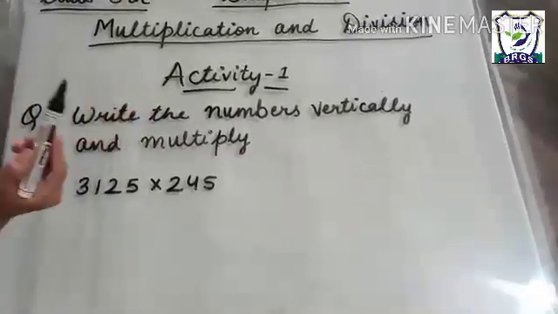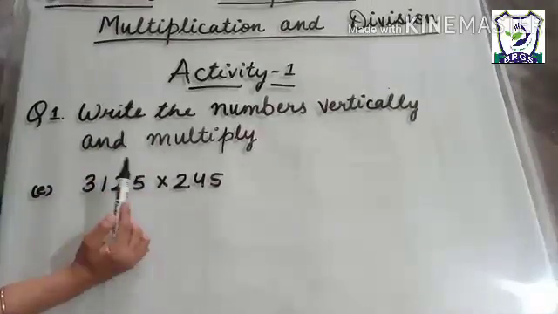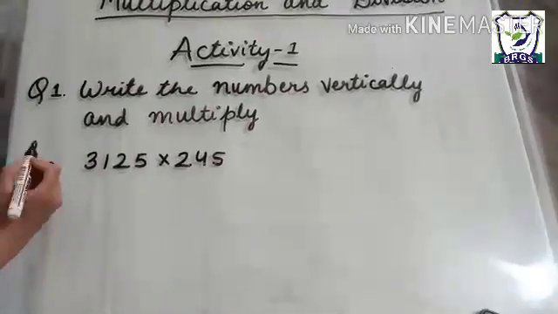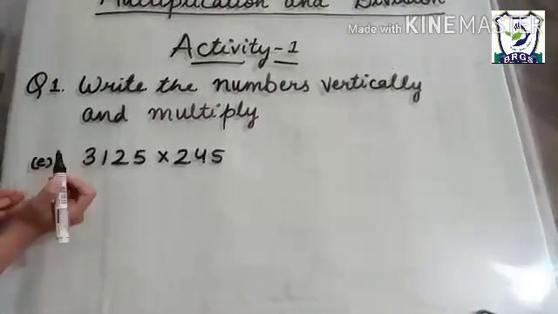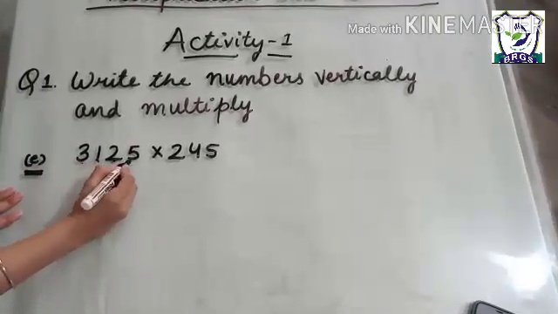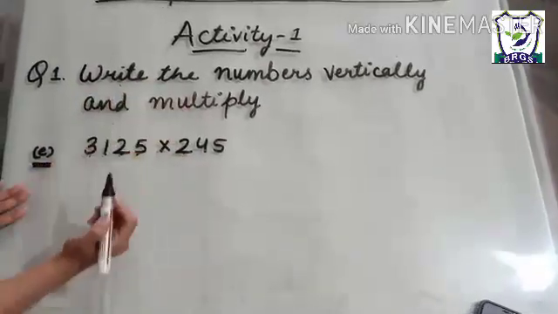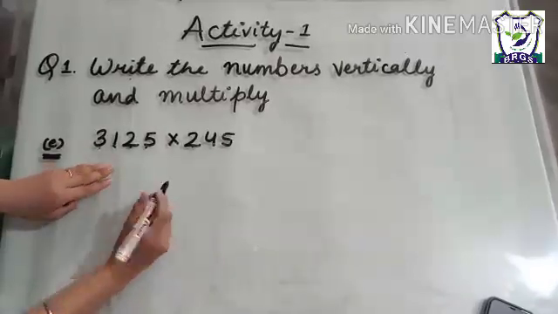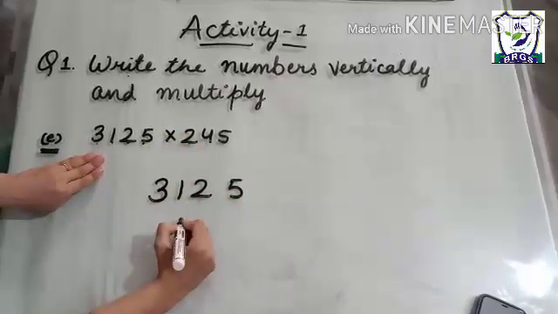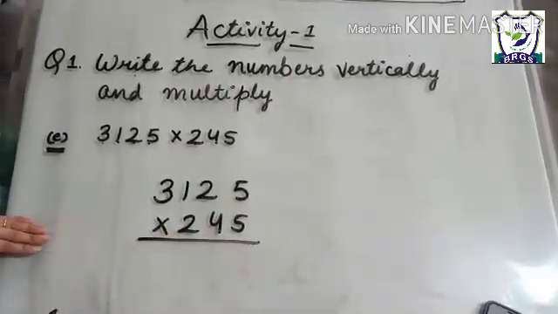Activity 1. So students, in your activity 1, your first question is write the numbers vertically and multiply. This is your first question of activity first. I have taken one part of this question to explain you. I have taken this E part, that is 3125 into 245. Firstly students, we have to write the numbers vertically. So firstly I will write the bigger number on the upper side, that is 3125, and I have to multiply it with 245 students.